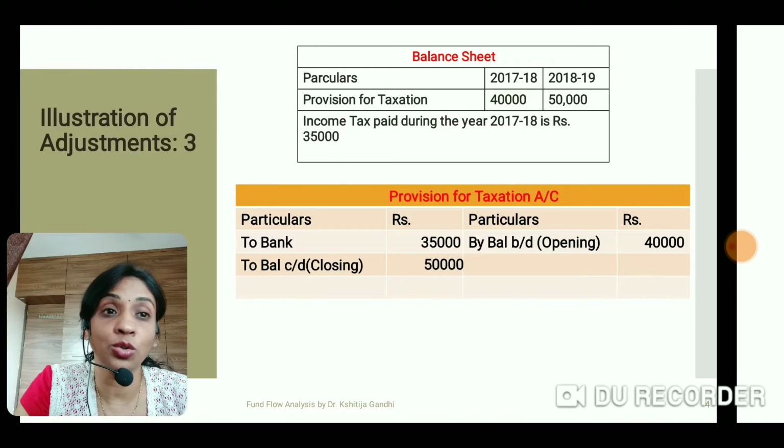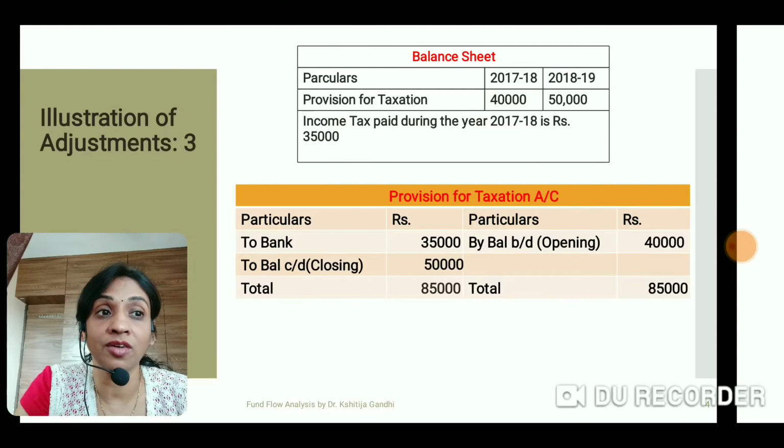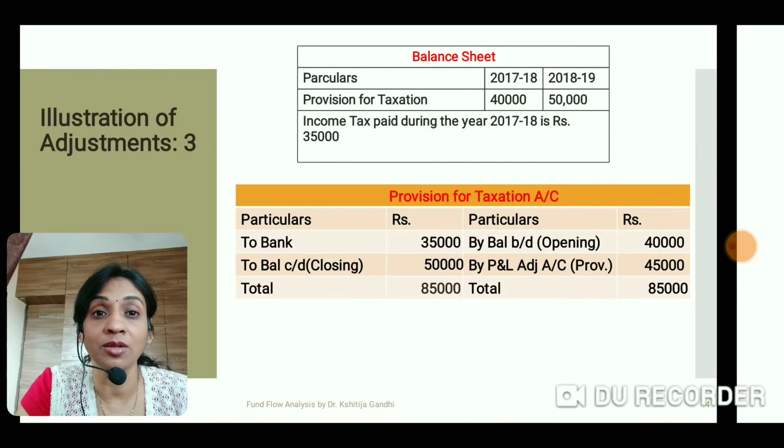We'll take the total of both sides, 85,000 and 85,000. In this case, the difference arises on the credit side amounting to rupees 45,000, which we'll write as 'by profit and loss adjustment account, provision made during the year'.